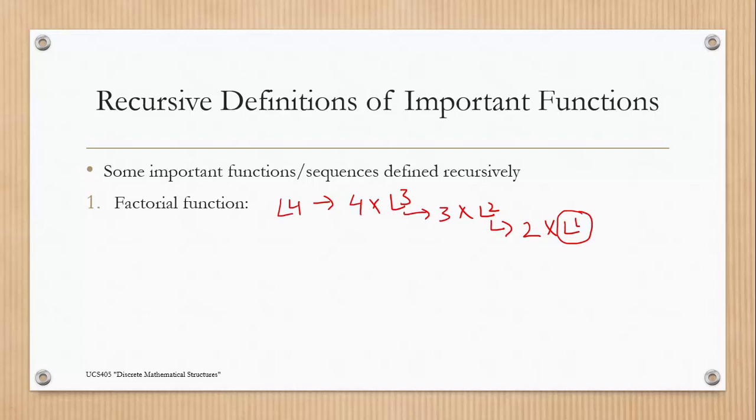So the recursive definition of this function will be f of 1 is equal to 1 and f of n is equal to n into f of n minus 1, where n is greater than or equal to 2.